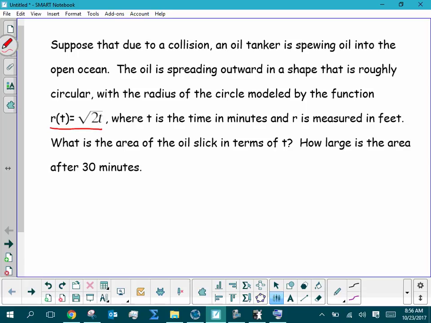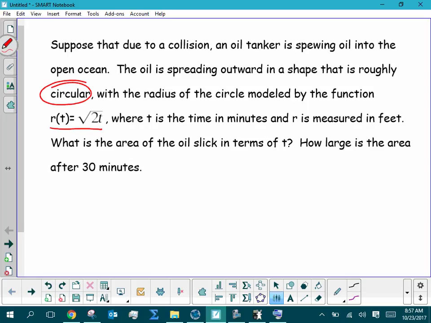All right, it says where T is time in minutes and R is measured in feet. Okay, so that's important. It says, what is the area of the oil slick in terms of T, and how large is the area after 30 minutes? So they want to know what area is, and we haven't talked anything about area in the problem, right? They haven't identified that, but they told us that we were spreading outward in a shape that is roughly circular, right? So what formula does that provide you for area?